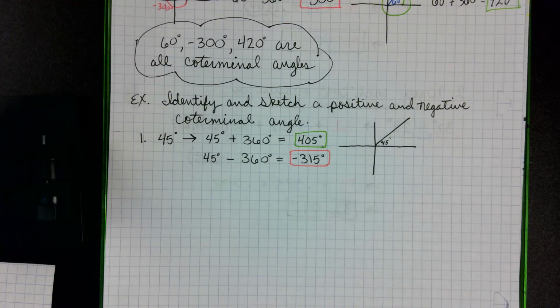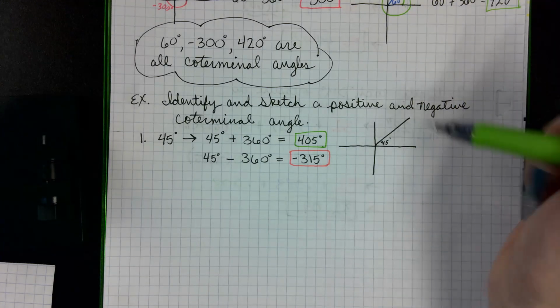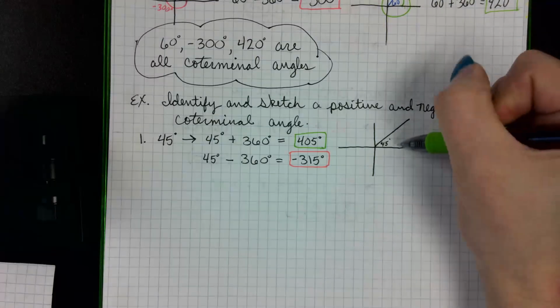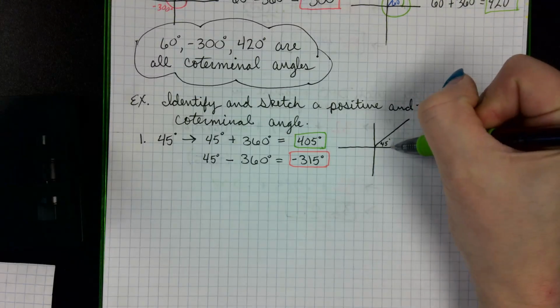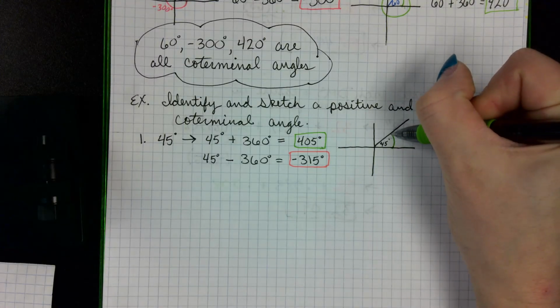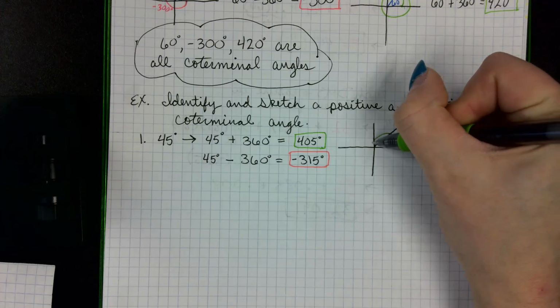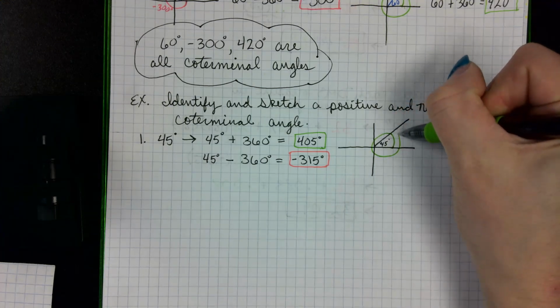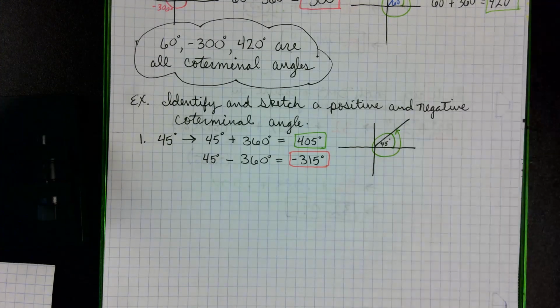And then I want my positive. So from the initial, that makes 45. And then if I keep going around until I hit that angle mark again, that's 405 degrees. It's 45 and then another 360.